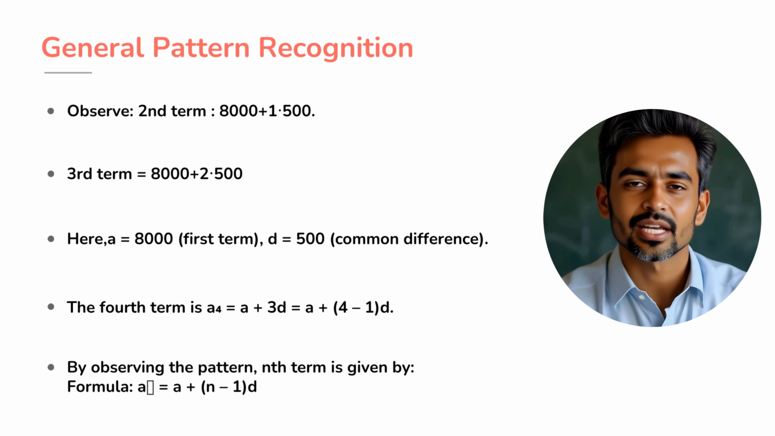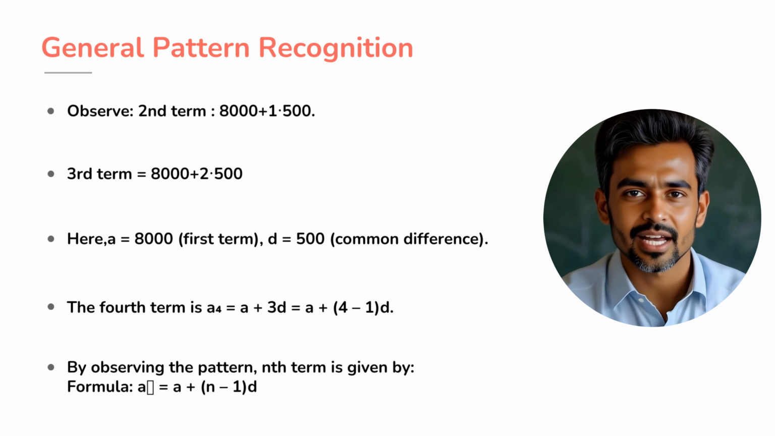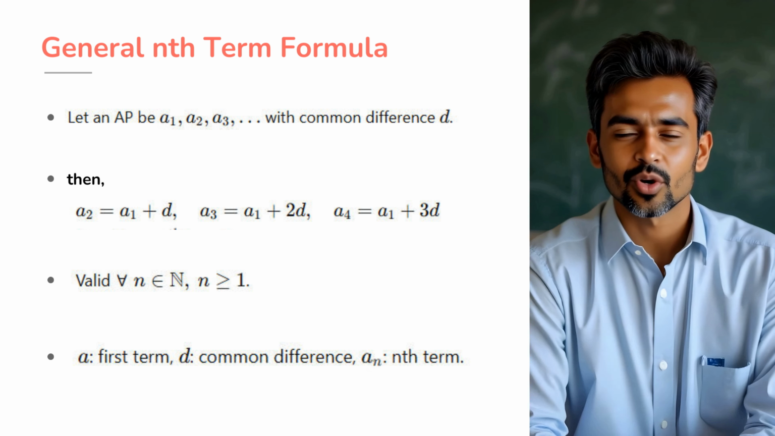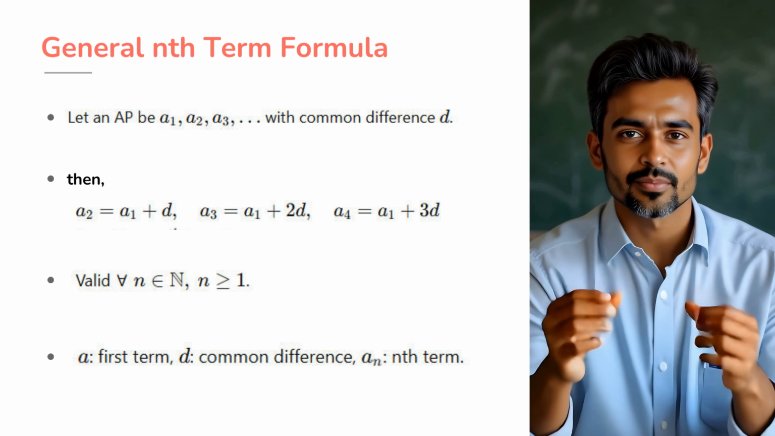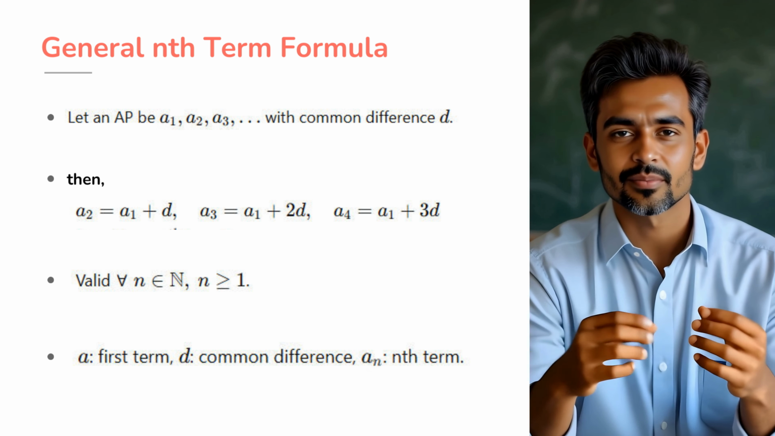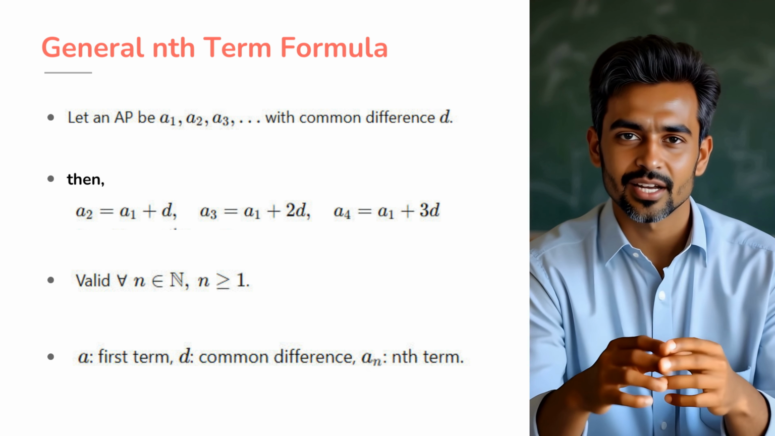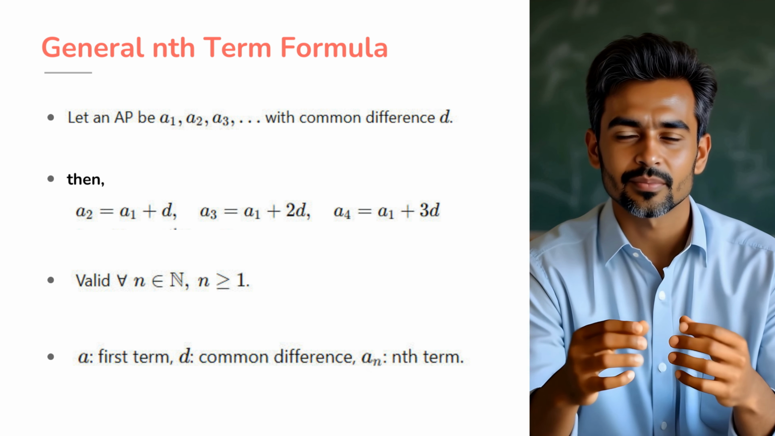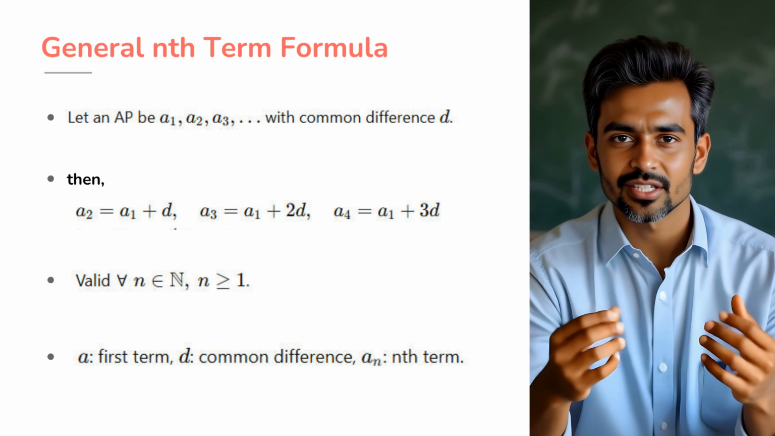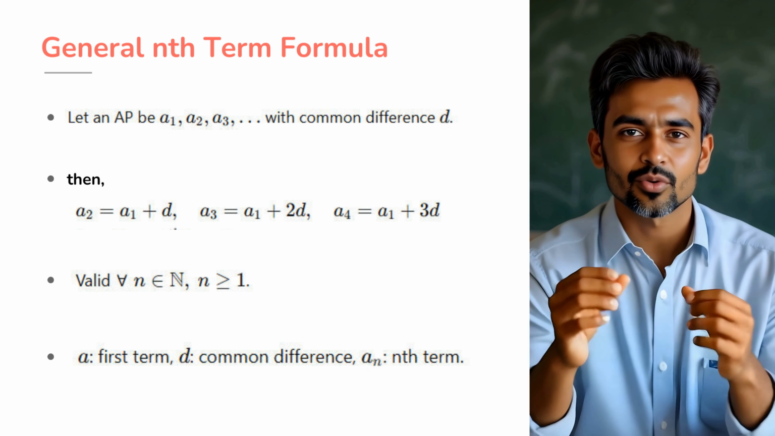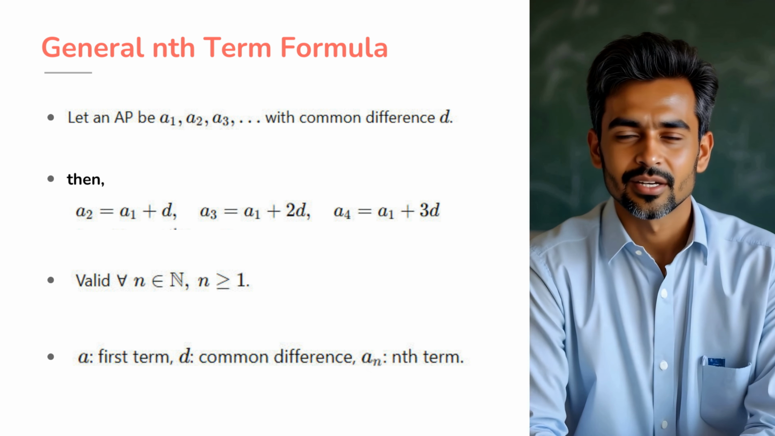We don't need to keep adding 500 again and again. We can jump straight to the year we want using a simple formula. So what exactly is this formula? Let's start from the beginning. Suppose an arithmetic progression has first term A and common difference D. Then the second term is a plus D. The third term is a plus 2D. The fourth term is A plus 3D.